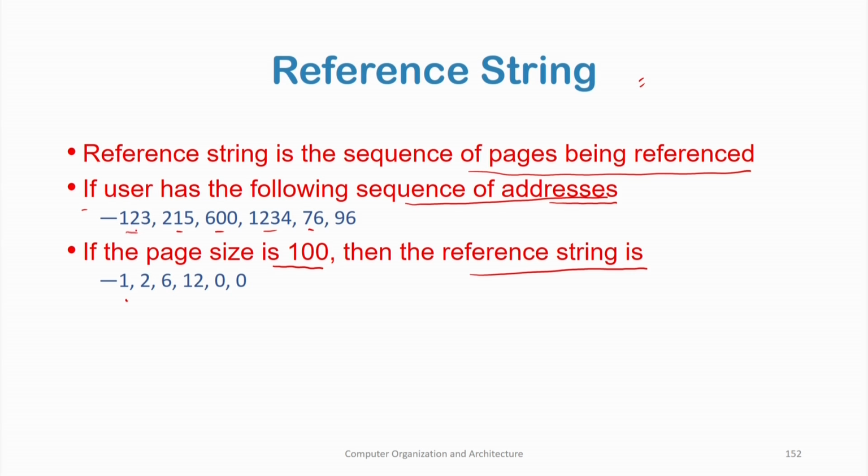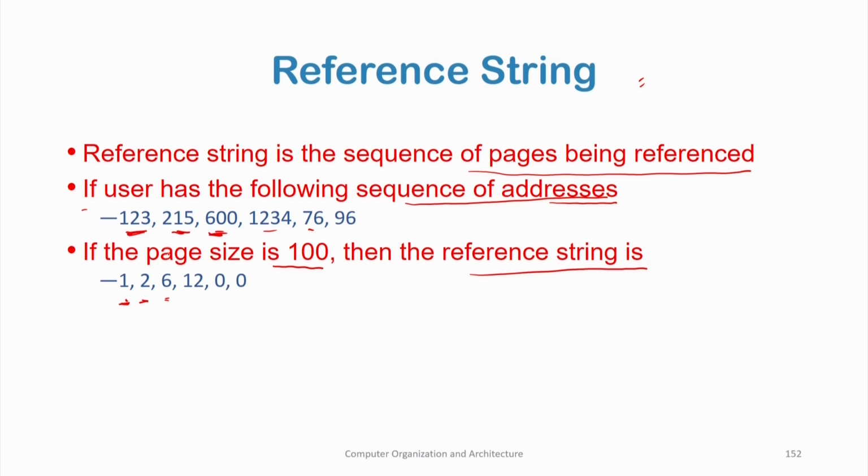That means, for 123, if the page size is 100, what is the page number of this page address? It is modulo 100. So, basically it is not modulo 100, sorry, it is page number 1, because 0 to 100 is in page number 0, 101 to 200 will be in page number 1, similarly 201 to 300 will be in page number 2. So, therefore, 215 will be in page number 2, 600 will be in page number 6.